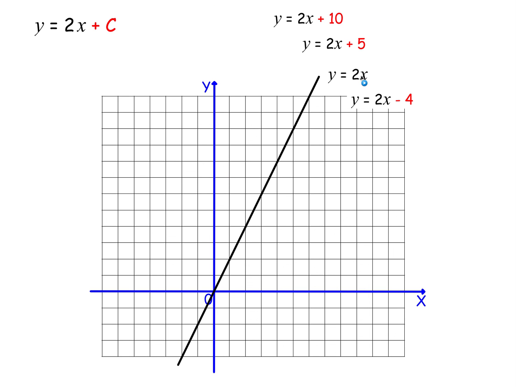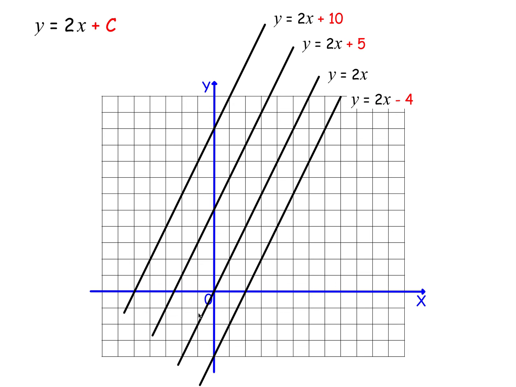So there's y equals 2x. There's y equals 2x plus 5. It's now 5 up. There's y equals 2x plus 10. It's now shifted 10 units up. There's y equals 2x minus 4. It's shifted 4 units down. These numbers in red on the end. So there's the plus 10 on the end, it goes through 0, 10. There's plus 5 in the end, it goes through 0, 5. There's minus 4 in the end, it goes through 0, negative 4.